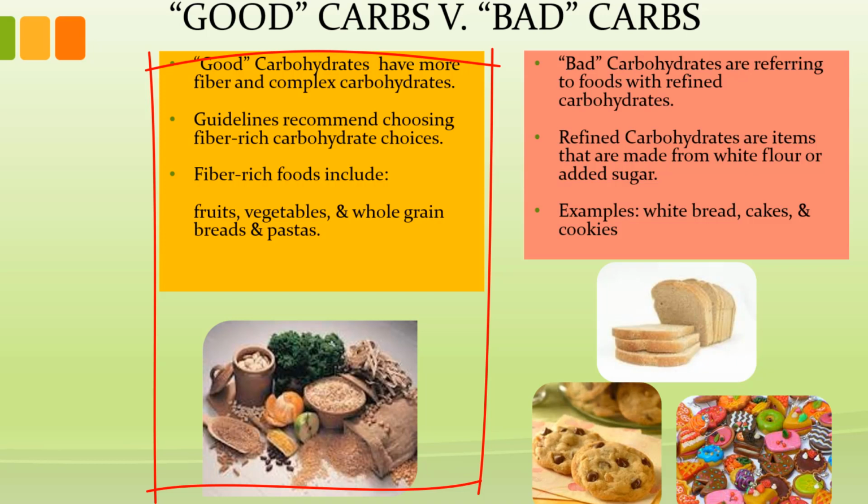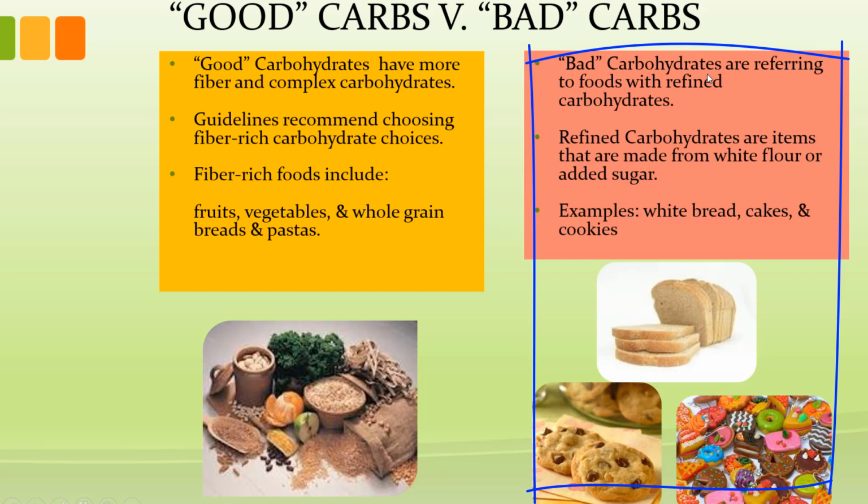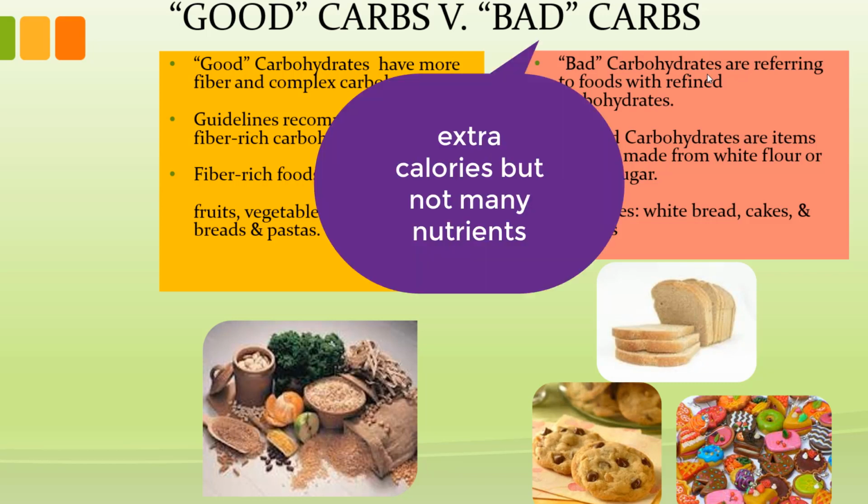Now, some carbohydrates are classified as bad because they are refined carbohydrates, meaning they're made from white flour and added sugars. Examples of bad carbohydrates include white bread or pasta, cookies, and cakes, which are highly processed. These foods are high in carbohydrates and are also found in things like sodas and candies, which have added sugar. These carbs are not good because they add calories but not many nutrients to your diet.